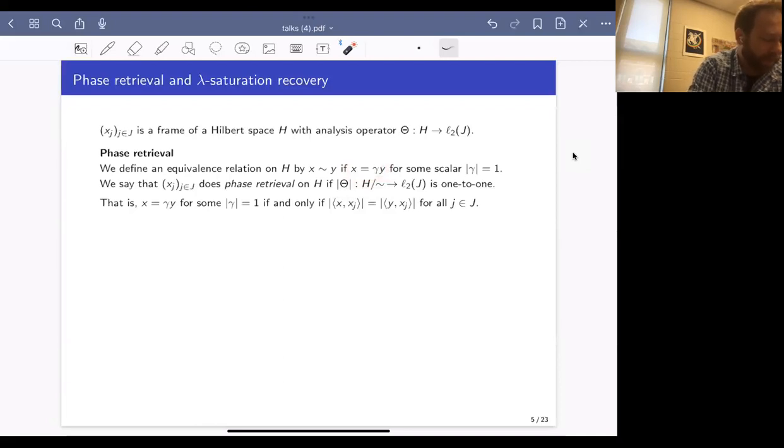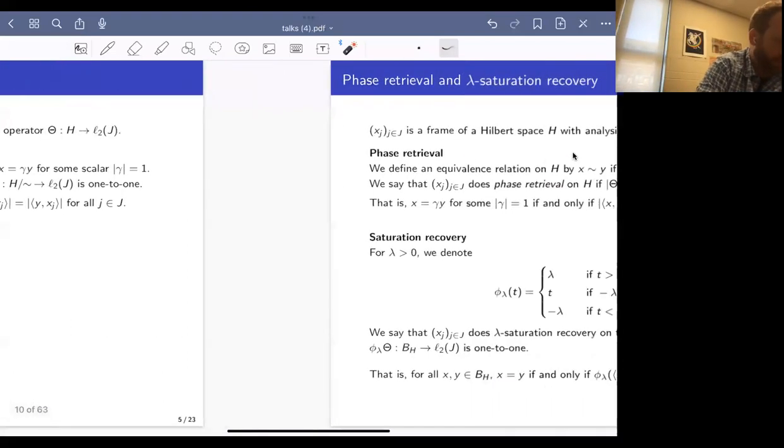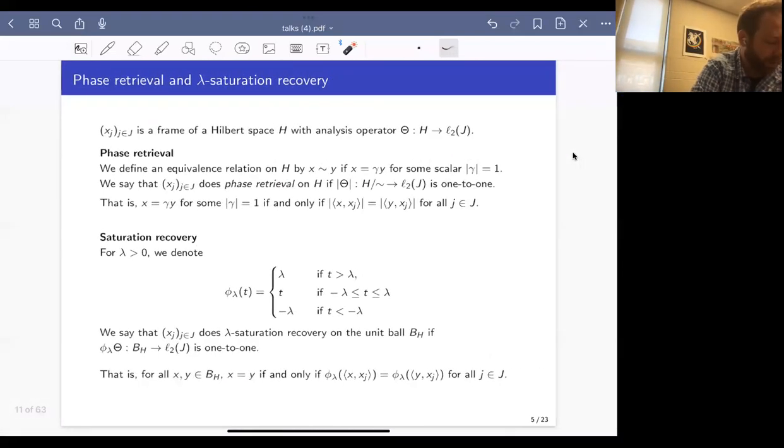So that is, two vectors are equivalent if and only if the absolute value of their frame coefficients are all the same. And so what would be a natural question for saturation recovery? So we have a frame. We consider this saturation operator that in between negative lambda and lambda just is the identity. And if it measures anything above lambda, it outputs the max. If it measures anything below negative lambda, it just outputs negative lambda.